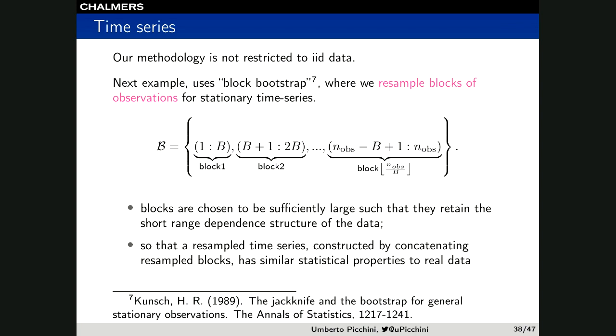So we would like to do this in a way that the blocks are sufficiently large so that we can keep the short-range properties of our time series. And we would like also to have large enough blocks so that when we resample the blocks, we keep the same statistical properties of the real data. So it can only be applied in certain situations. And we do this at each proposed theta. So we resample blocks of indices.